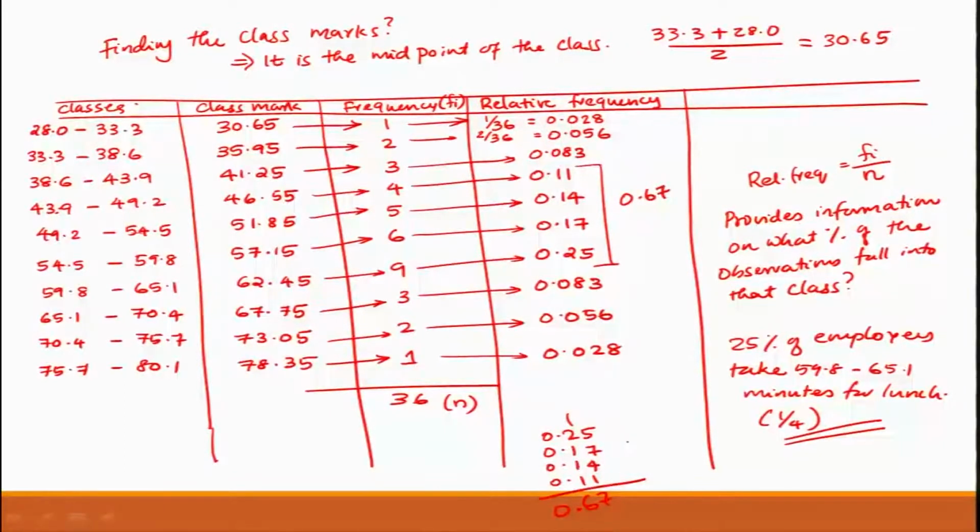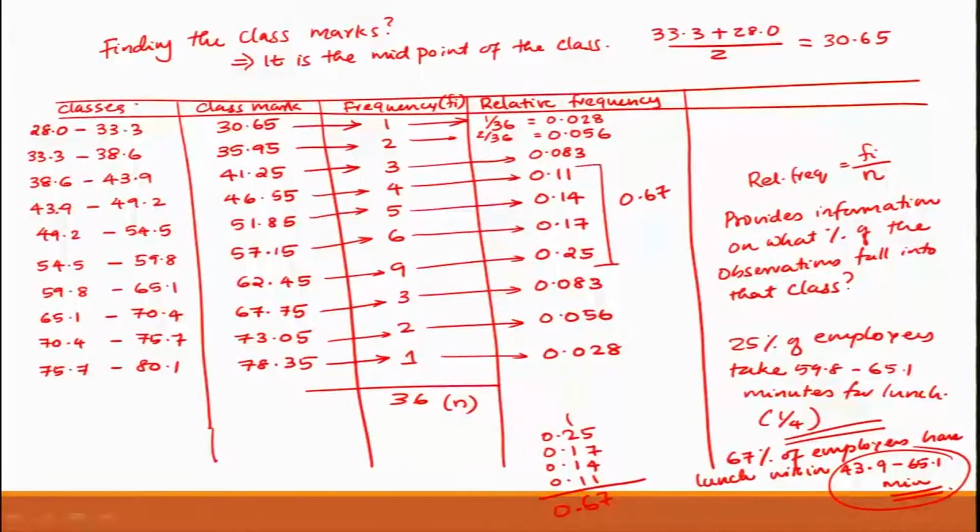One other way to think about it is 67% of employees have lunch within 43.9 to 65.1 minutes. Okay. So this is important information. The majority of your people, this is how much time they will take to have lunch. So that information is of vital importance to us in this regard.